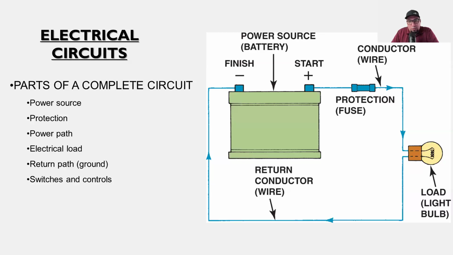The one thing that we are missing in this picture is the switch. If we were to wire this circuit up as we see it into a battery, the light bulb would work and everything would come on, but the problem is we wouldn't have a way to turn it off. We would have to unplug it, and that's not how we turn off circuits. We use a switch to turn off circuits. So those are the things that you need: power source, protection, power path, electrical load, return path or ground, and then a switch.